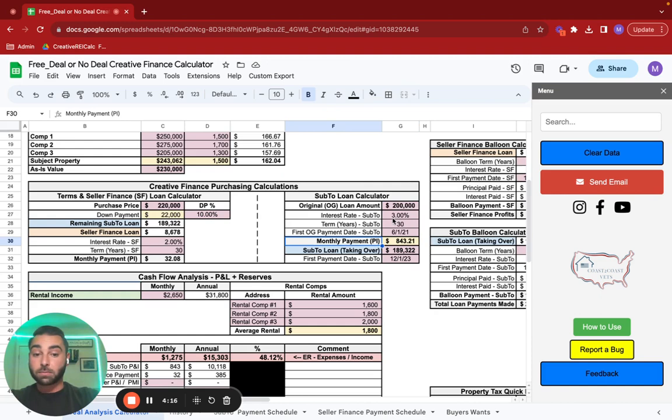We have the loan amount, we have the amount that you're taking over, which gets moved over to this remaining sub-2 loan. These are the same values.